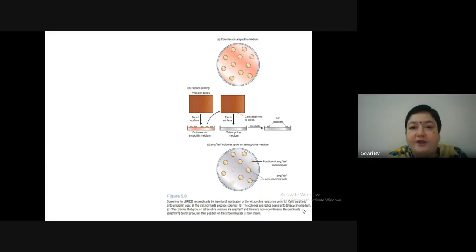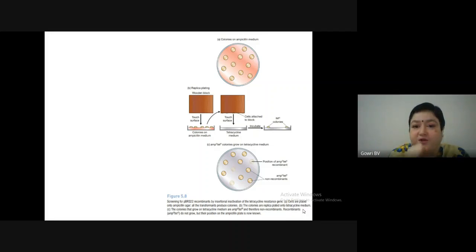Now, how are we going to select? We are going to use a technique called replica plating, which you have already studied. You are going to plate on a medium with ampicillin and a plate with tetracycline, and of course, you are going to identify the colonies. Go to the topmost diagram. You have recombinant and non-recombinant colonies in the ampicillin medium, because the organism, whether recombinant or non-recombinant, will be resistant to ampicillin.